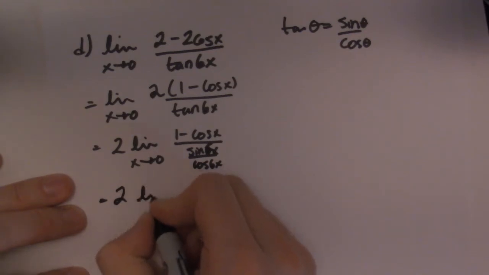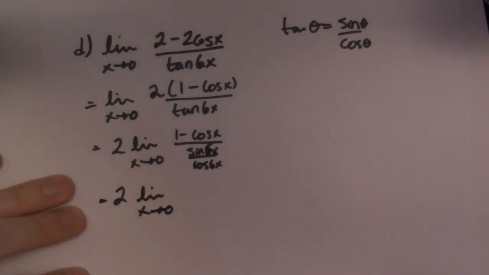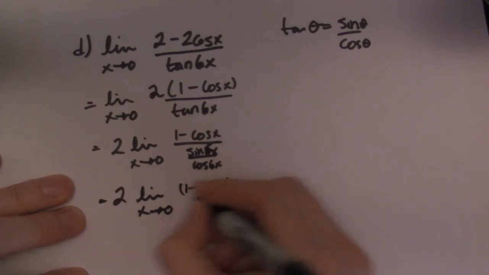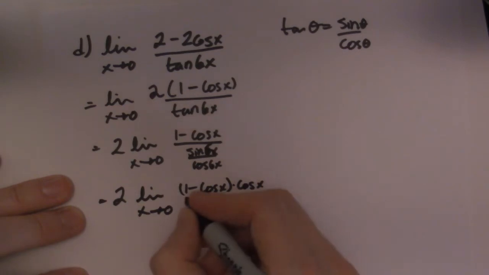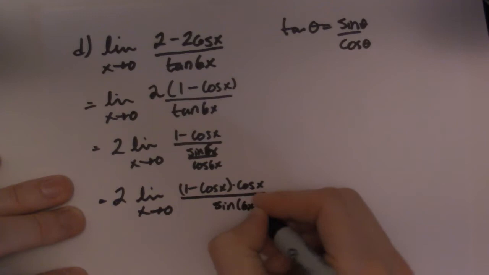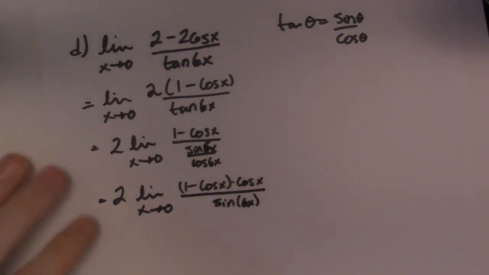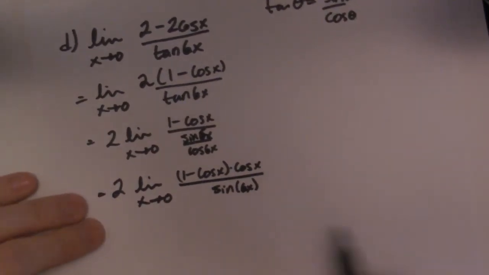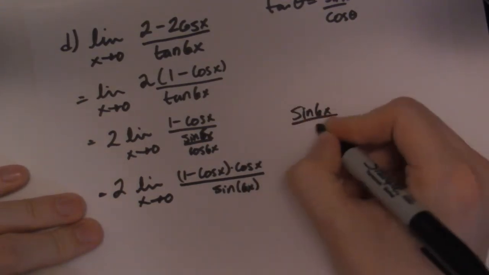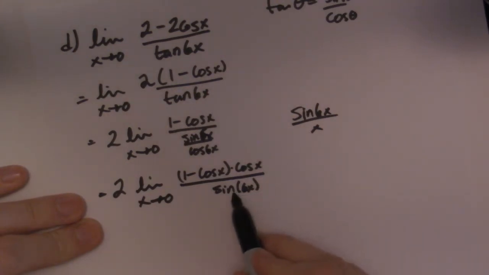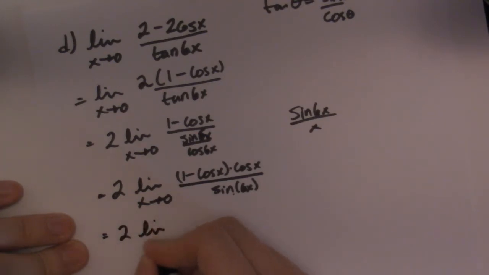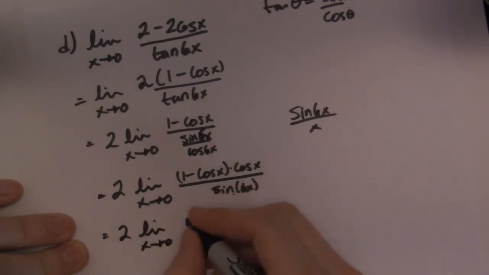So I'm left with 2 times the limit as x goes to 0 of 1 minus cos x times cos 6x all over sine of 6x. So I'm still in indeterminate form right here. One of the things I can do now is I'm really close to sine 6x over x. So what I want to do is divide the top and bottom by x.